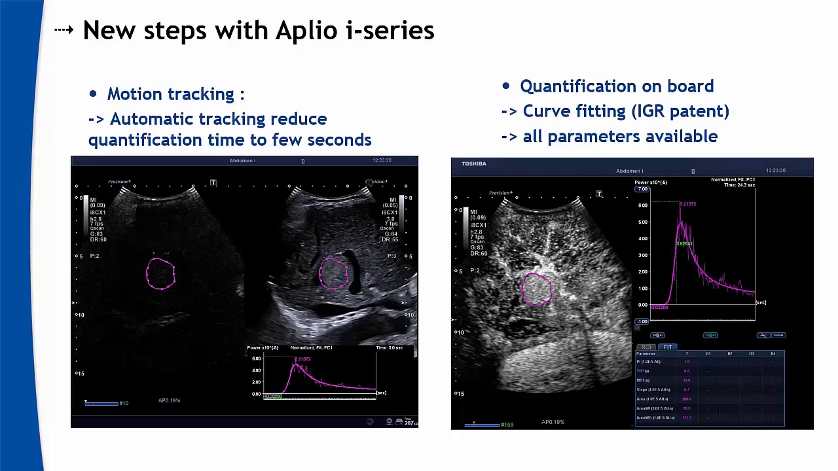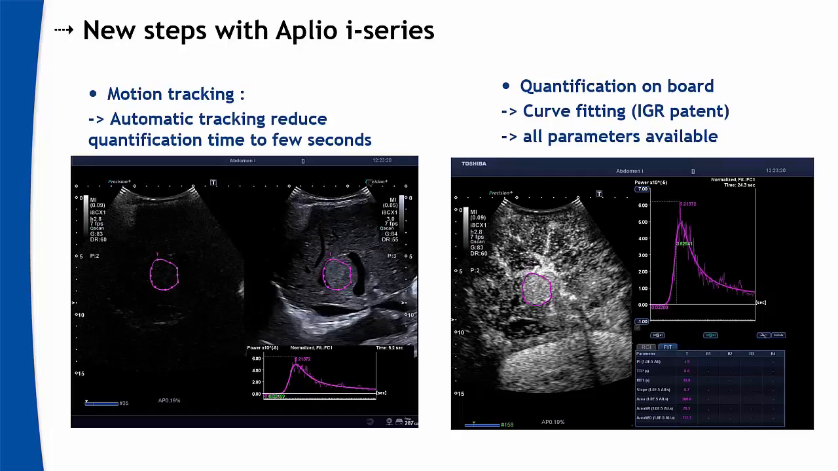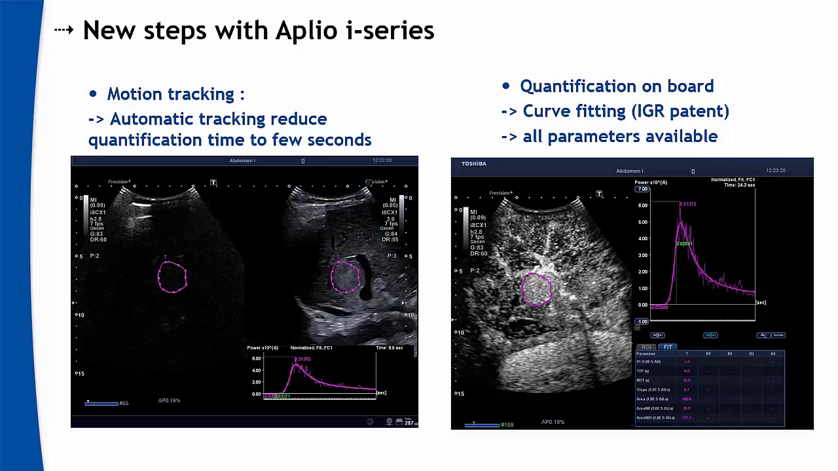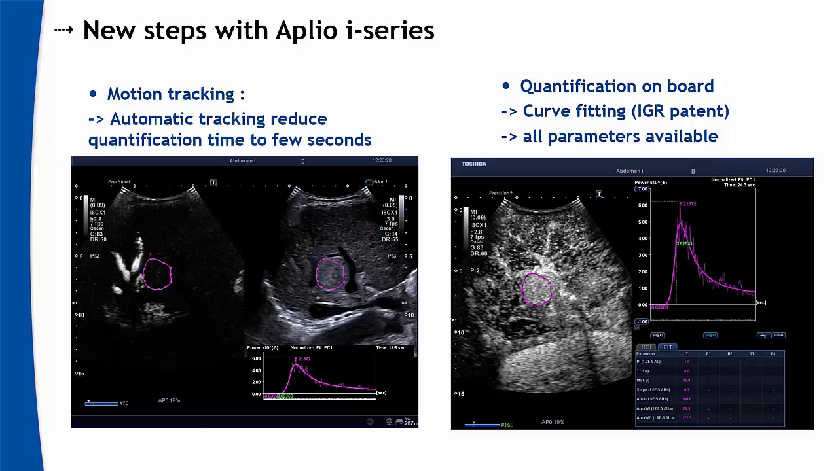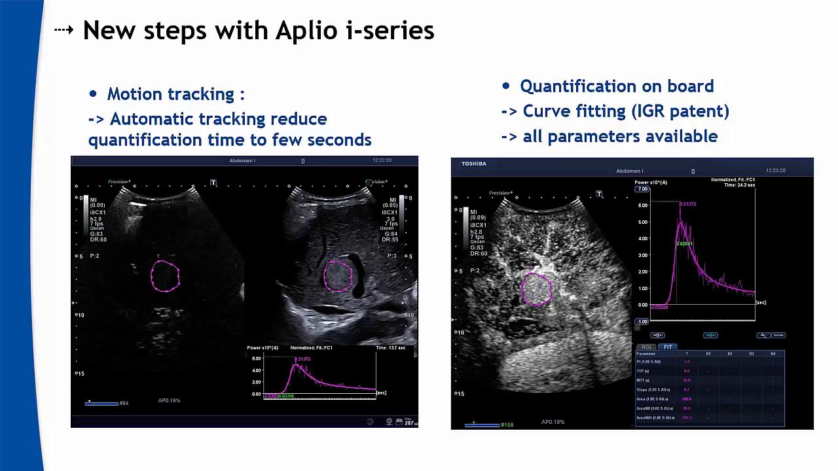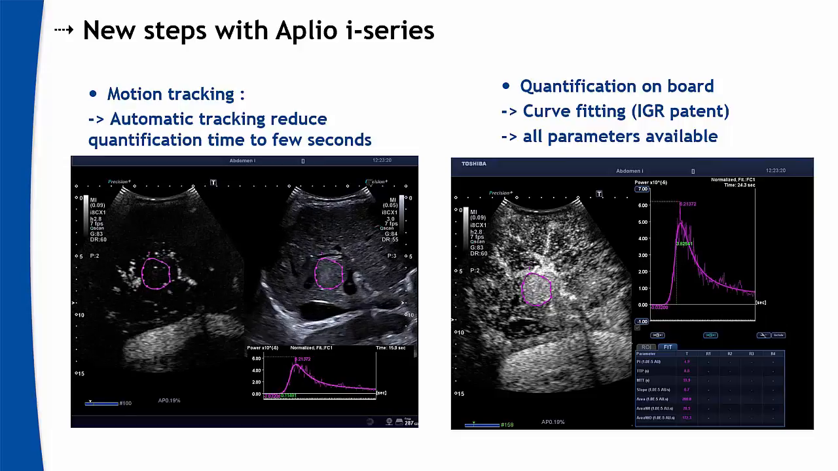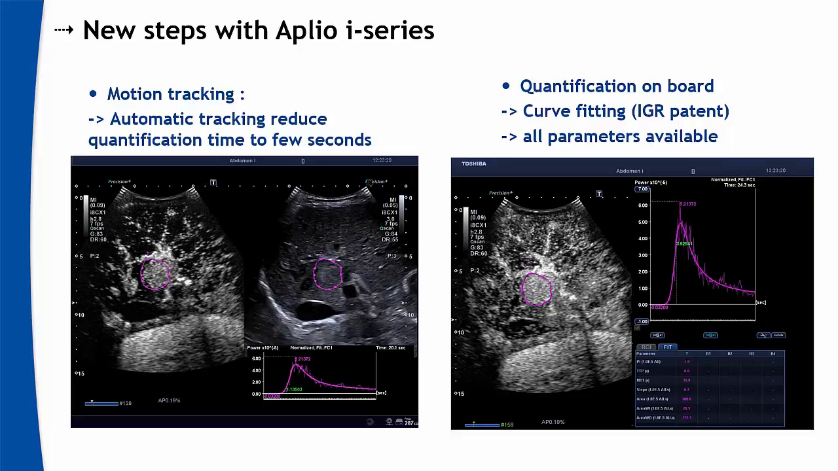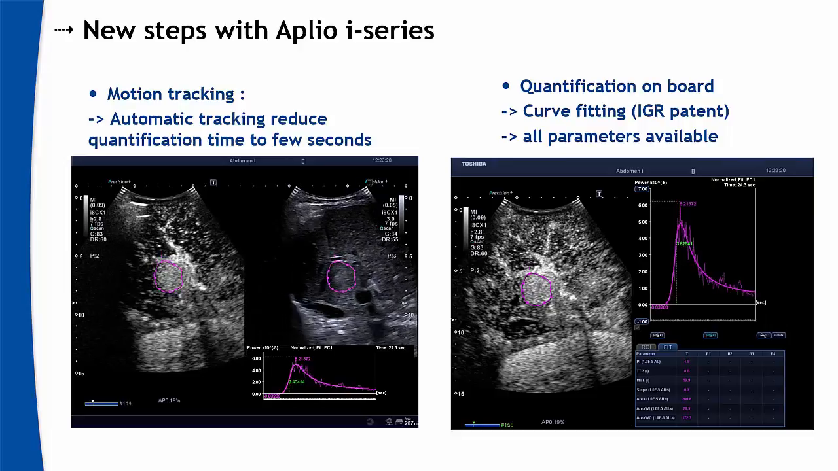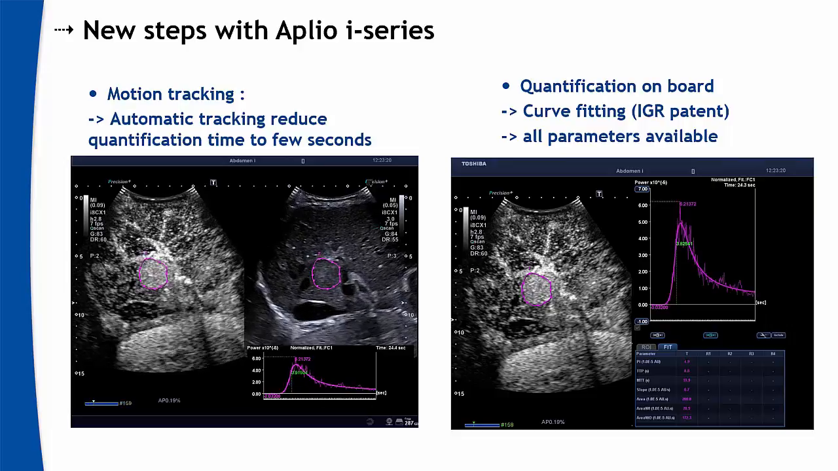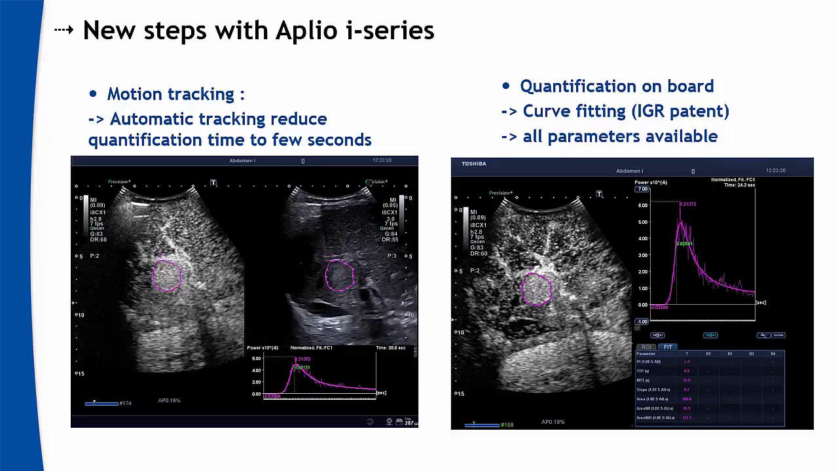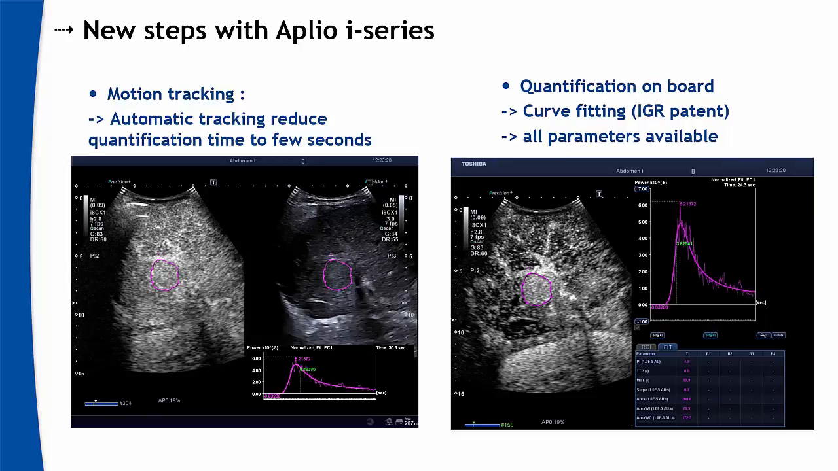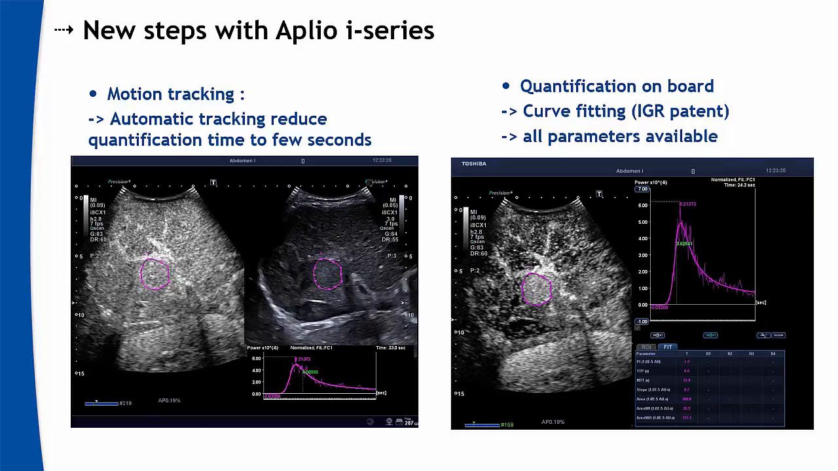Concerning the tracking, this is good news. In the new Aplio i series, we now have motion tracking. So this is automatic tracking. It takes a few seconds to perform this tracking, and a machine will perform it. We also implemented the time intensity curve from my institution, so now you are able to calculate automatically in a few seconds the 7 parameters.